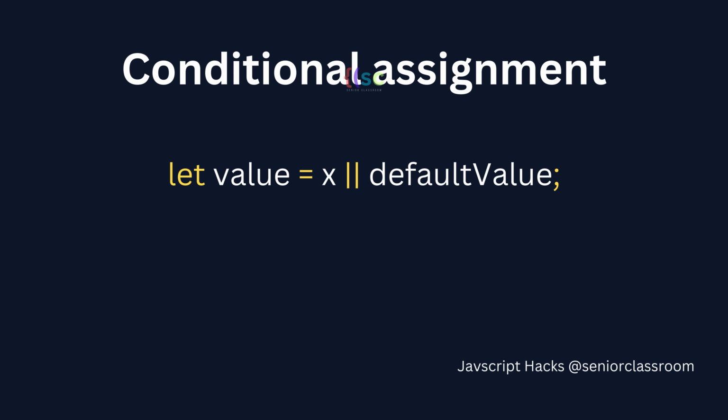Next is conditional assignment. This JavaScript snippet uses a conditional assignment to assign a value to the variable value. This is a common shorthand to provide fallback values when a variable might be undefined or false.